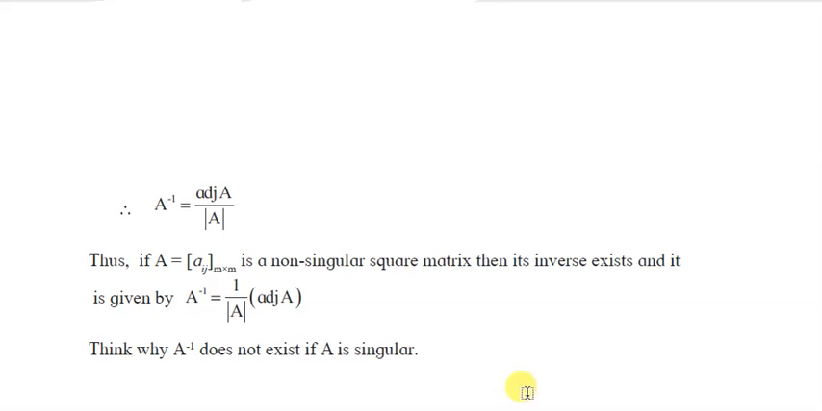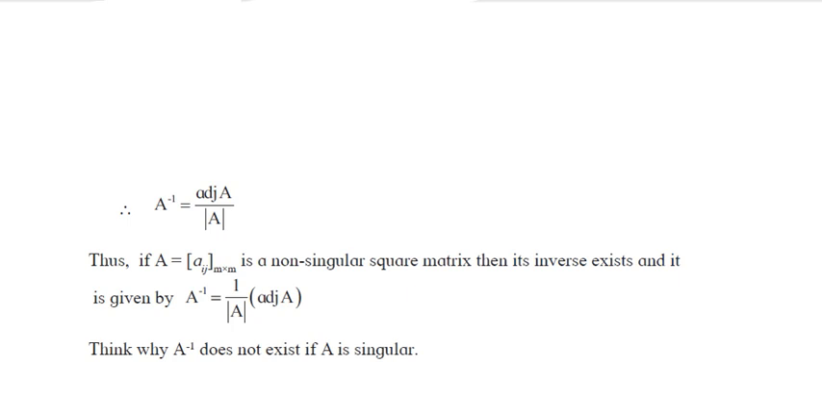Now the next important part is finding the inverse. For finding the inverse matrix, the formula is A inverse is equal to the adjoint matrix of A upon the determinant of A. Thus, if A equal to Aij of order m by n is a non-singular square matrix, then its inverse exists, and it is given by A inverse is equal to 1 upon determinant of A into adjoint of A. Determinant of A is a non-zero value and adjoint of A is a matrix.